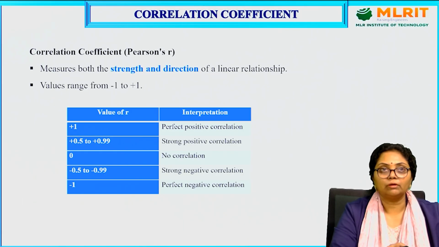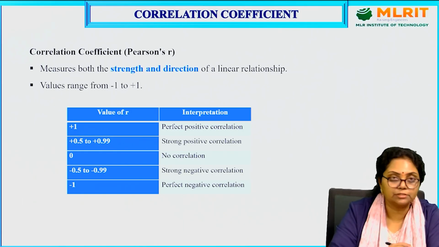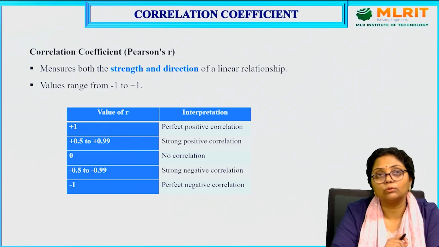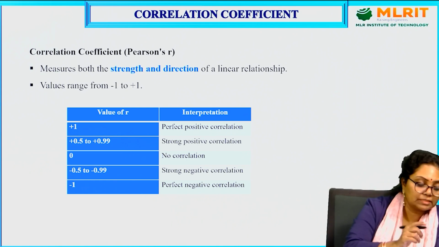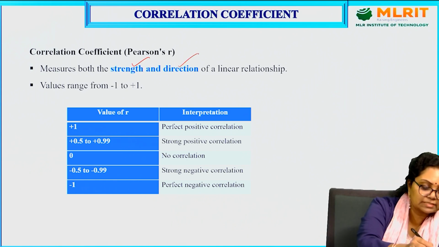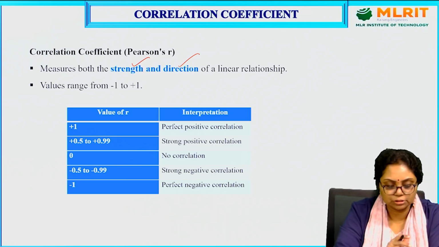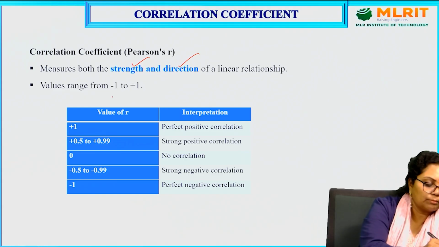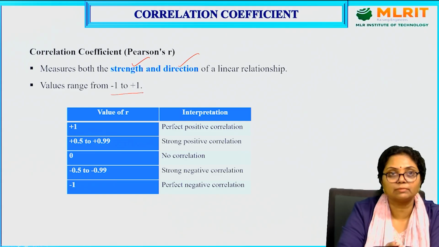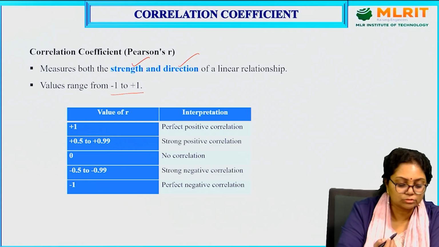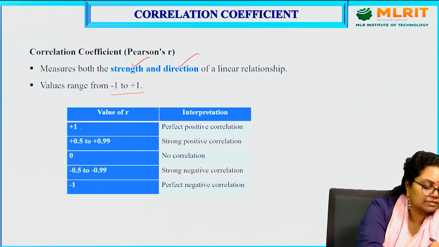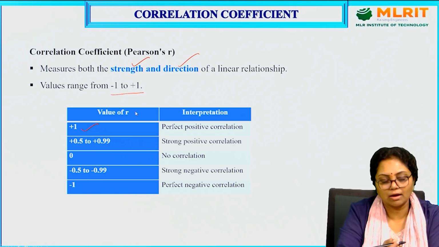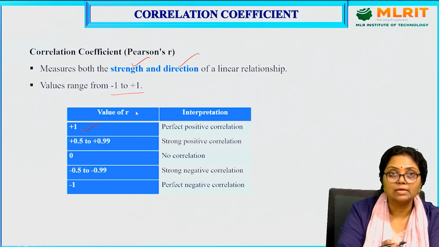Now moving forward, the next one is the correlation coefficient. As we have discussed in the previous slides, the correlation coefficient gives the information about the strength as well as the direction of the linear relationship between two variables. And obviously, the values range from -1 to +1. Now, what do -1 and +1 signify? The value of r, that is the correlation coefficient, is generally denoted as r, Pearson's r, it is also called Pearson's r.